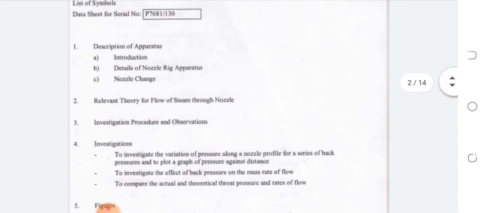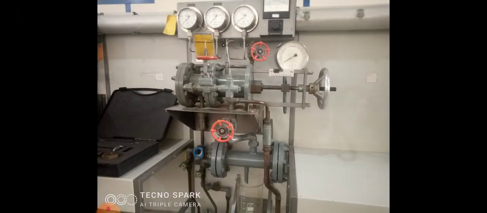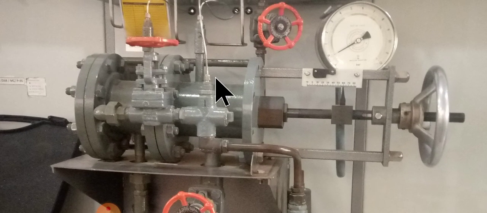Well, first I'll show you the apparatus. This is the pressure gauges. This is the testing bench, in which in the center we have installed a converging divergent nozzle. This is the inlet chest where the steam is coming from the boiler, and this is the exhaust.